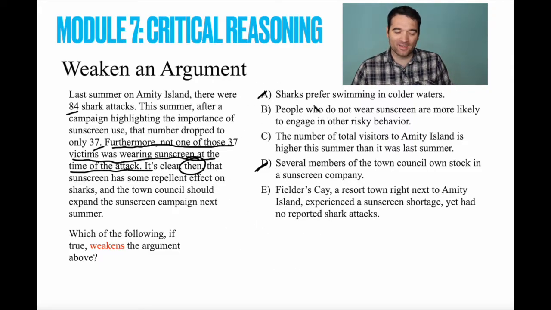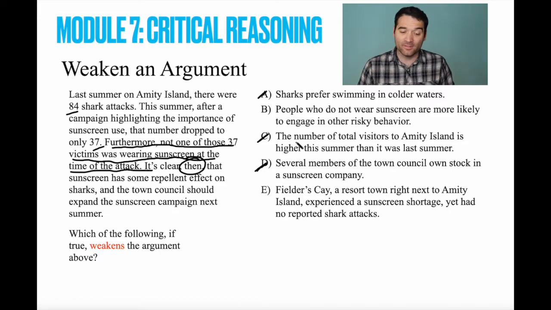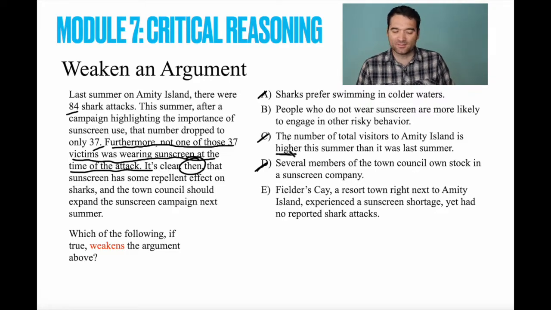The next one we're going to eliminate is answer option C. The number of total visitors to Amity Island is higher this summer than it was last summer. And this actually kind of goes to what I was saying about the numbers here, right? We kind of want to know how many total people were there or whether this was a high percentage of people who got attacked. But if anything, this answer option strengthens the argument. It's saying that even though there were more people here this summer, fewer of them got attacked. We can't assume either way, but nonetheless, if it does anything, it strengthens the argument.